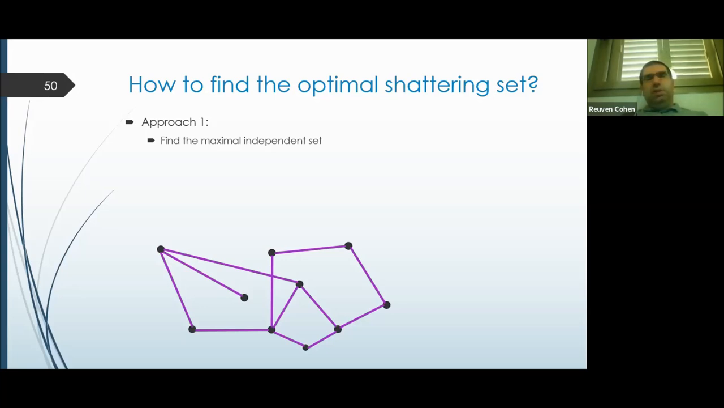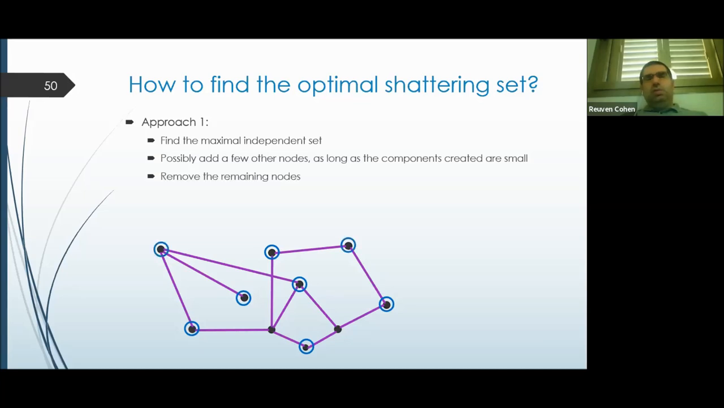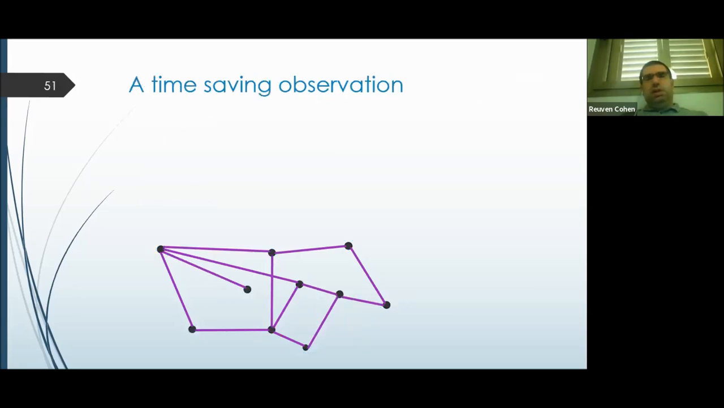We can find something which is not the maximal, but some approximation of it, say half the maximal size. And we leave this intact. We don't delete that. And actually we can add a few other nodes as long as we don't get clusters that are too large for us. And then we remove what is left. And the problem, as I said, is that finding the maximal independent set is pretty hard. So let me give you another approach.